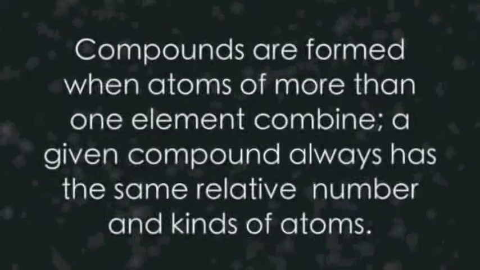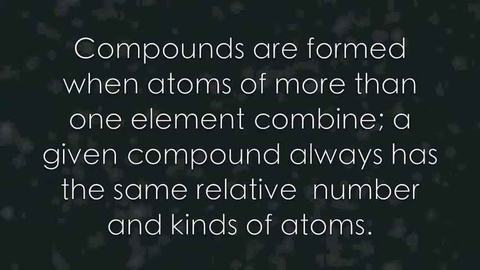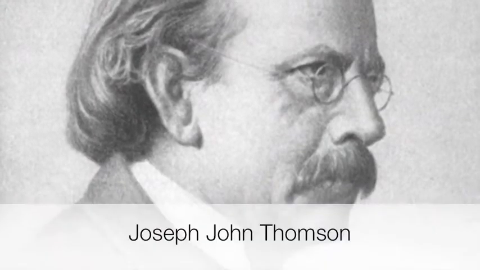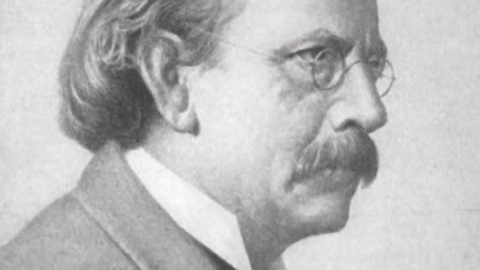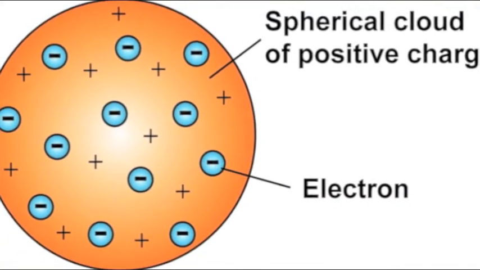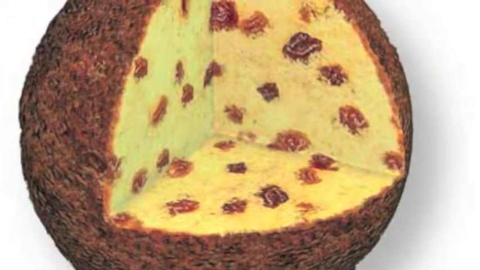Fourth, compounds are formed when atoms of more than one element combine. A given compound always has the same relative number and kinds of atoms. Many years after, J.J. Thomson came up with a unique model of the atom which stated that electrons are embedded in a uniform positive sphere of protons.